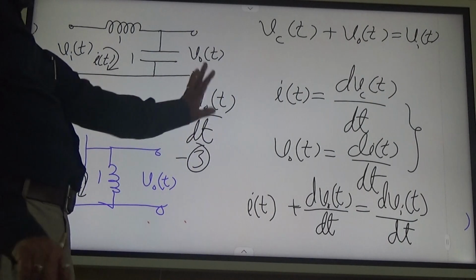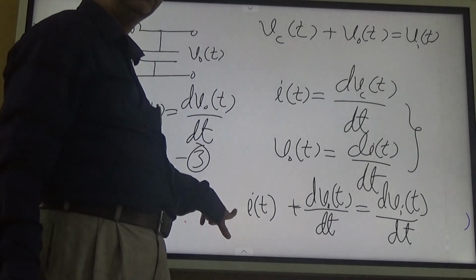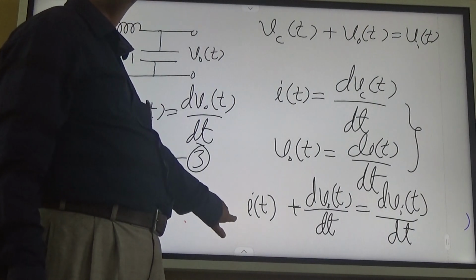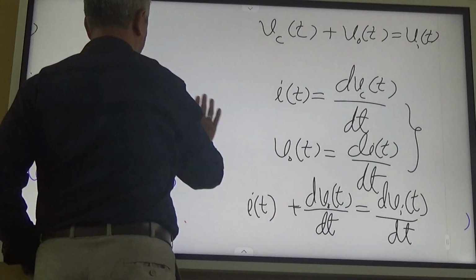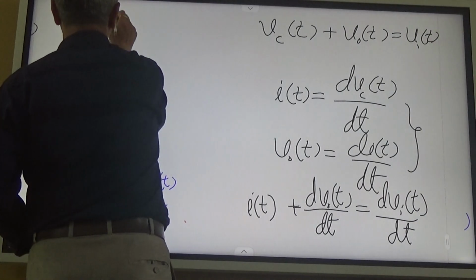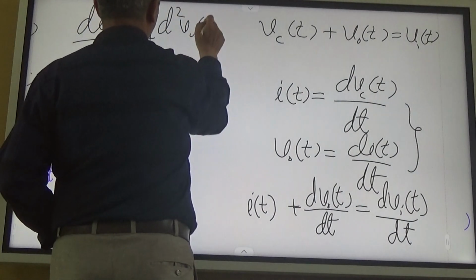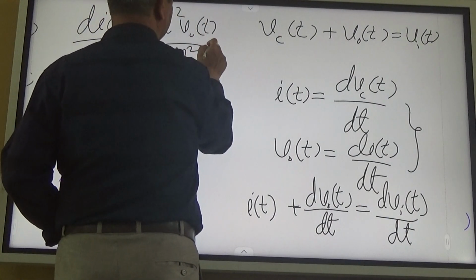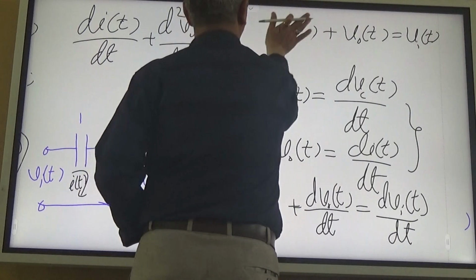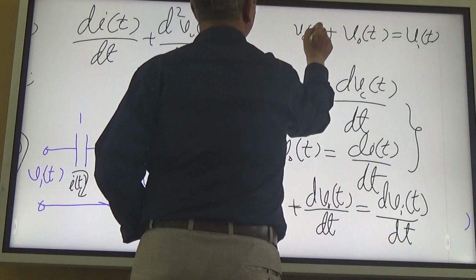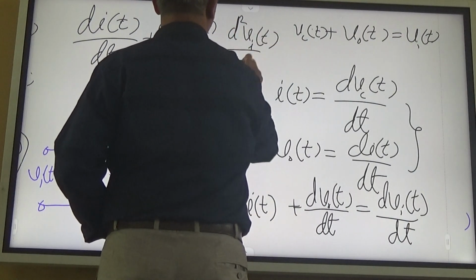But again, IT I don't want. So what? Is it okay? Up to this everybody understood? Now what? How to get rid of this IT? Once again differentiate. So when you differentiate once again, you get dIT by dt plus d2VOT by dt square is equal to d2Vin t upon dt square.